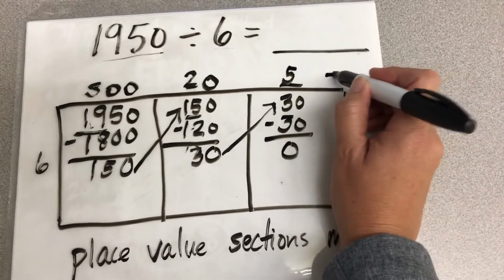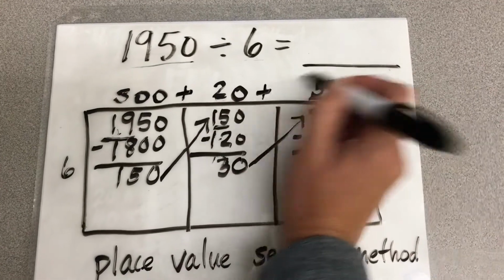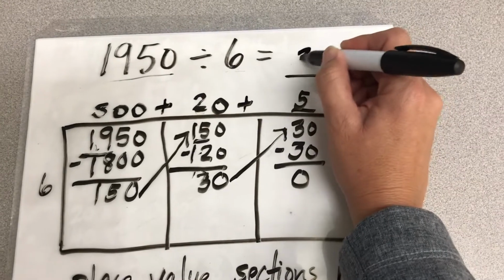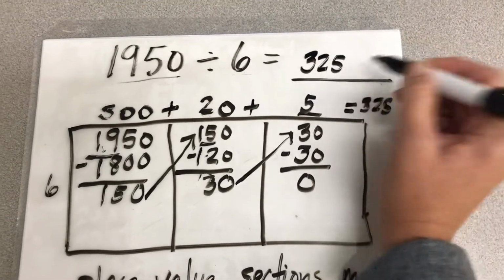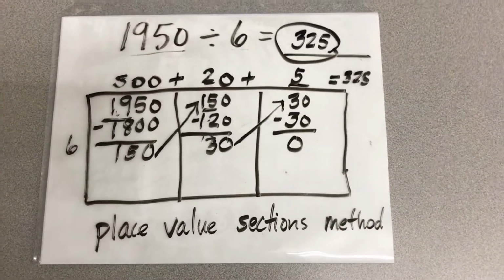And our answer is actually on top of the box now, written in expanded form. So 300 plus 20 plus 5 is 325, which is the answer to our division problem, which is the quotient. So our quotient is 325. So that's the place value sections method.